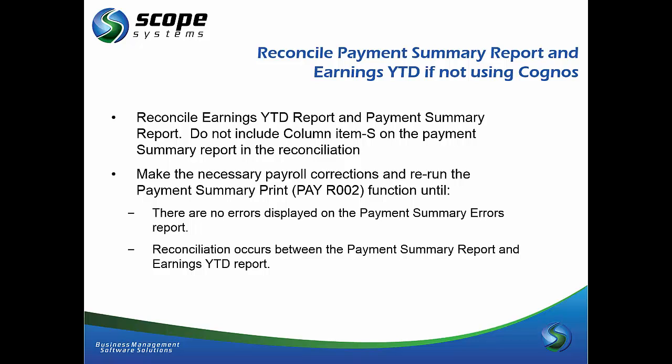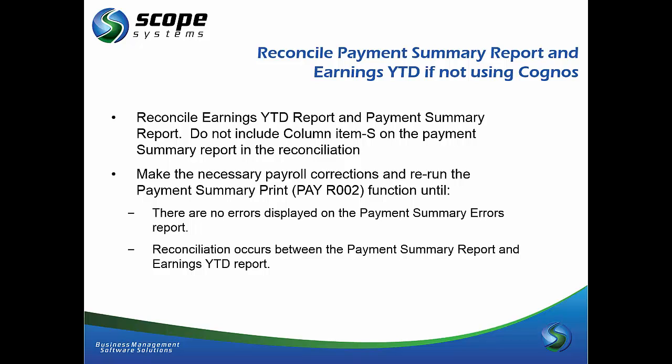You add up the columns on the payment summary report, excluding column item S, which is employee influence super. So it could either be salary sacrificed or over the threshold amount. So you just add up all of the columns and reconcile that against the gross earnings, reconcile the tax against the tax.